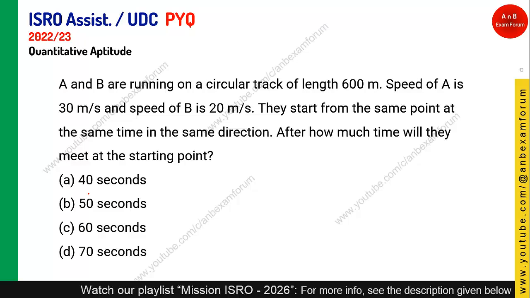Next question. A and B are running on a circular track of length 600 meters. The speed of A is 30 meters per second. The speed of B is 20 meters.